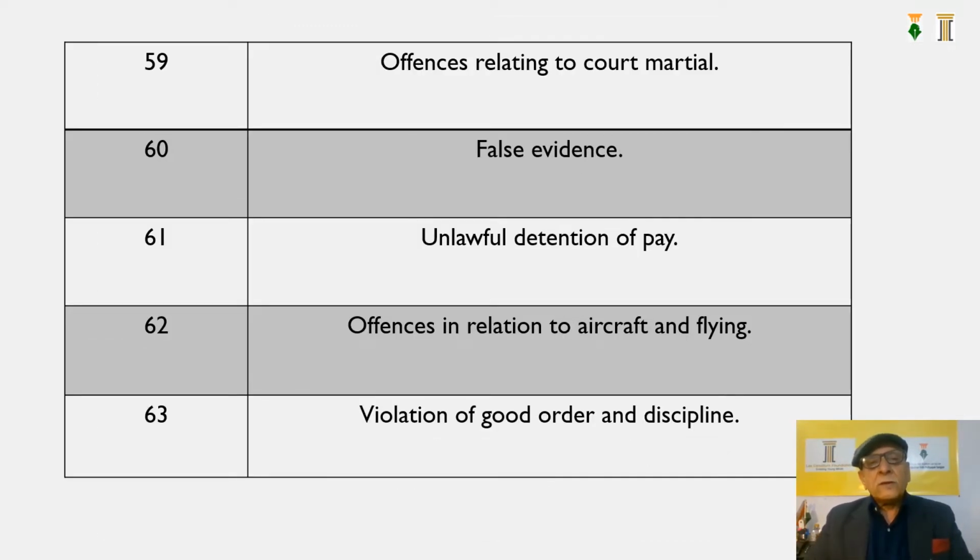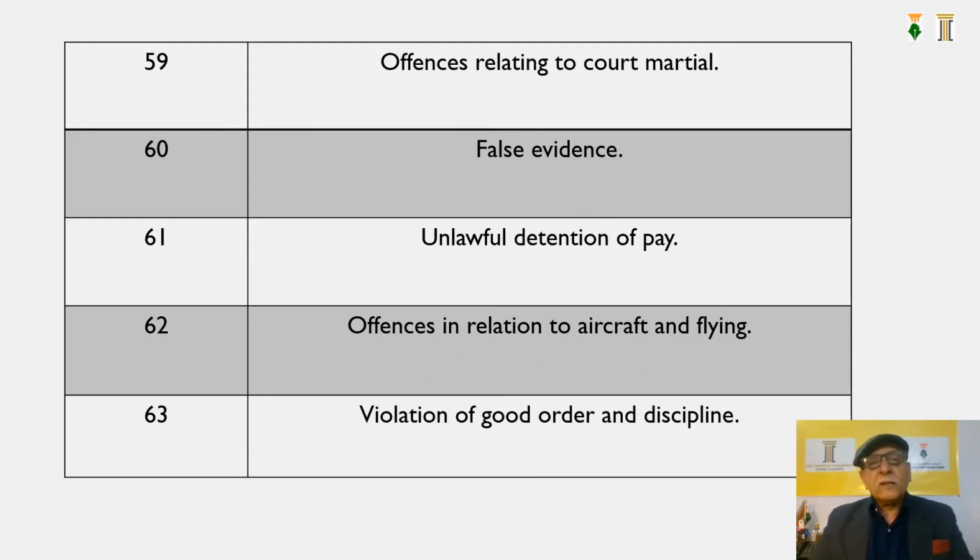Section 59 has a number of different types of court martial offenses which relate to court martial. Now it could be behaving in a contemptuous manner in the face of a court martial, or not going when summoned to go for court martial, or making a statement which he knows is not true on oath before a court martial, and such like instances would fall under section 59.